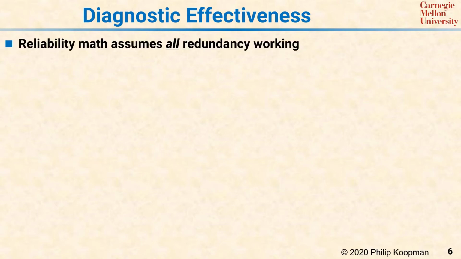A critical point when deploying redundancy is that while on the one hand, reliability math lets you assume only one component fails at a time, on the other hand, you also need to ensure that all the components are working perfectly at the start of a mission. That means you need to be able to find and eliminate any latent faults before the mission starts.